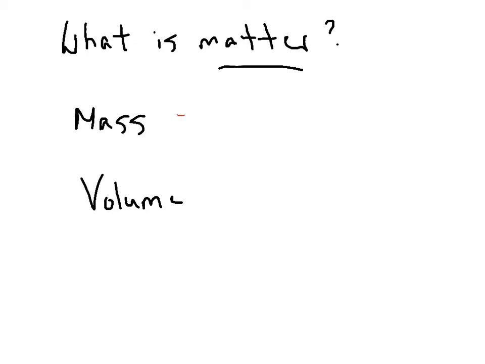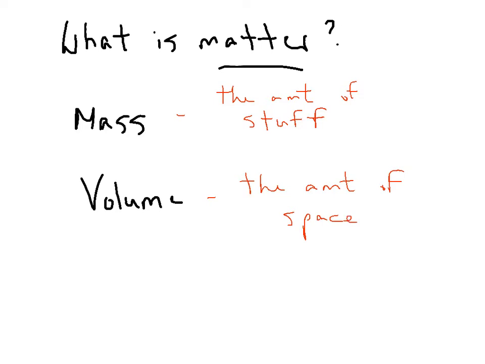Mass is defined as the amount of stuff, and volume is the amount of space that matter occupies. So all matter contains mass and takes up space.